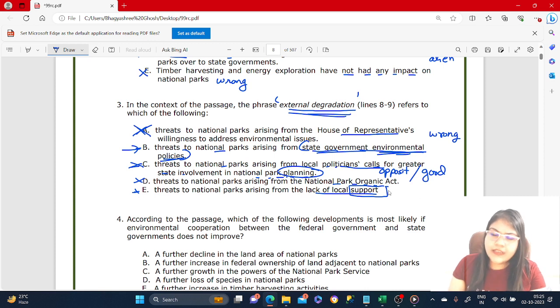See, E looks correct. E is a very tempting option, but E is a narrow option. It is narrow in scope. We should not choose a narrow in scope option, and we should always try to find that option which is covering exactly what it is asked. And if external degradation has its scope over the entire passage, then go for the option whose scope is over the entire passage, not whose scope is towards the narrow passage side. Hopefully it's clear. If not, comment it. I will re-explain it there.